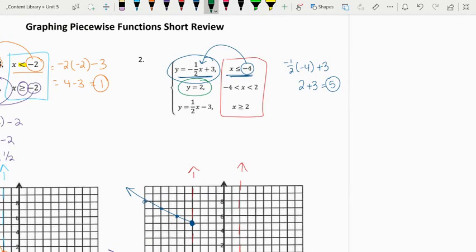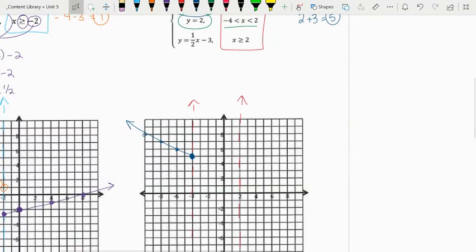Our next equation is just y equals 2. Remember, equations like this mean that they are the constant, right? And so that means that this is just a horizontal line at y equaling 2. So if we focus on our inequalities, both of these are not equal to, so both of them would be open at 2.